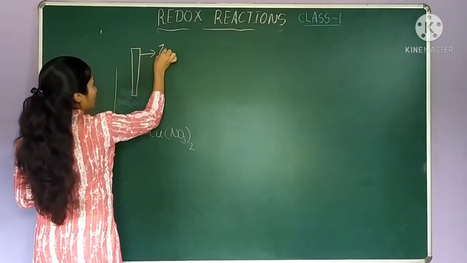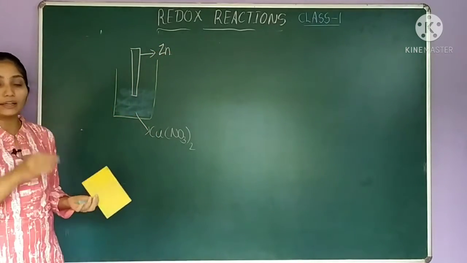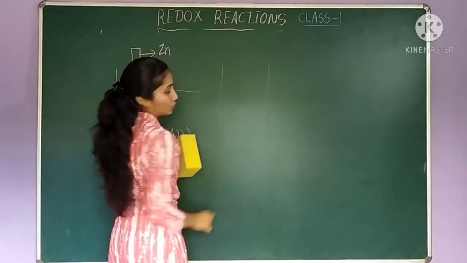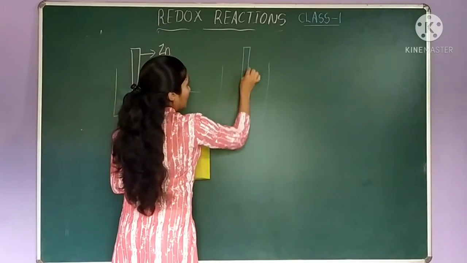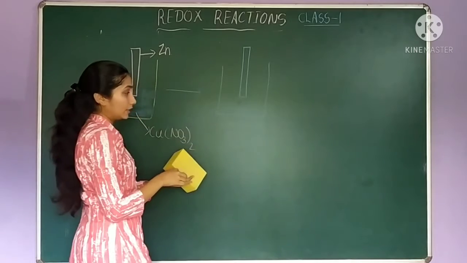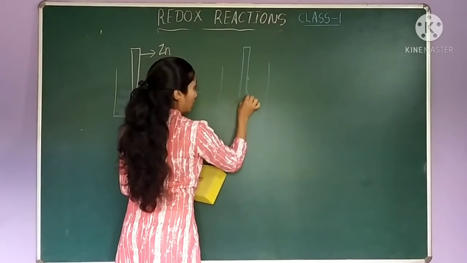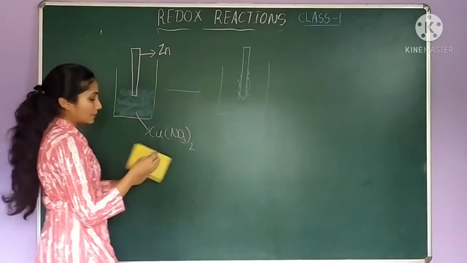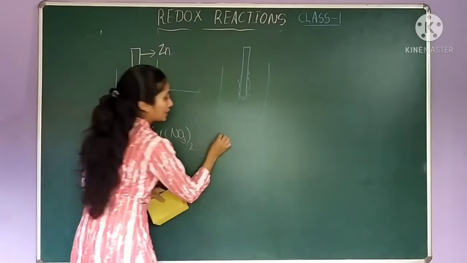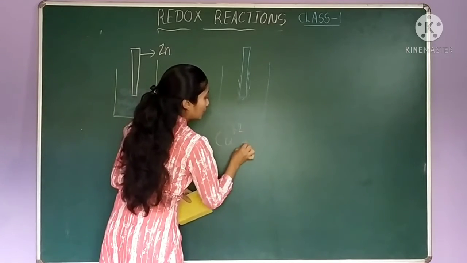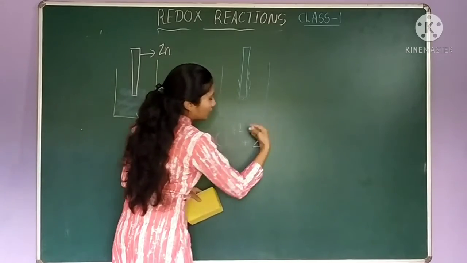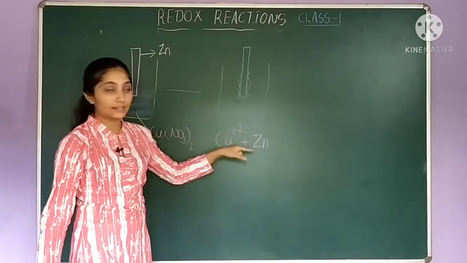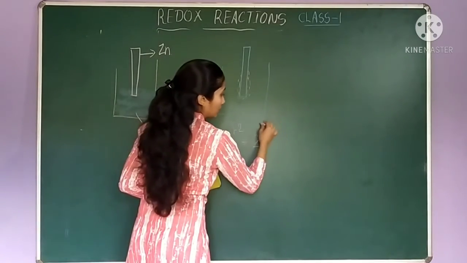This is a zinc rod. Initially it was blue in color, but if you keep it for some time, it will change into a colorless solution, and you can see a red deposit on this rod, that is copper. Initially copper was at plus 2 oxidation state, Cu(NO3)2, Cu plus 2, and zinc was at oxidation state 0. Since it is a metal, you will learn how to find the oxidation number in the next session.